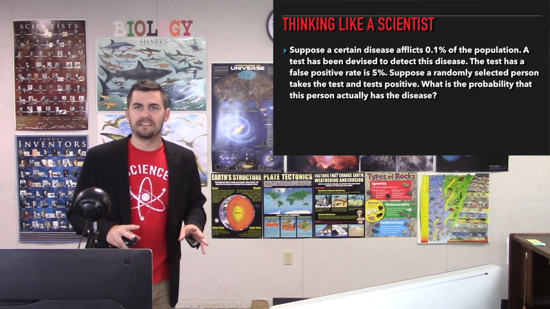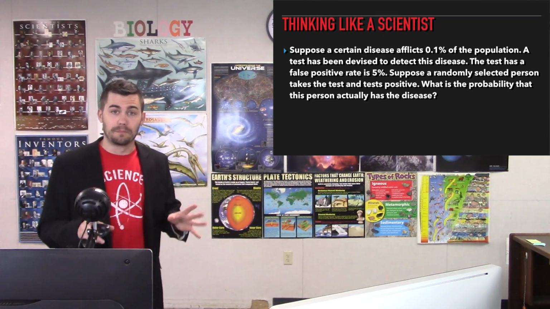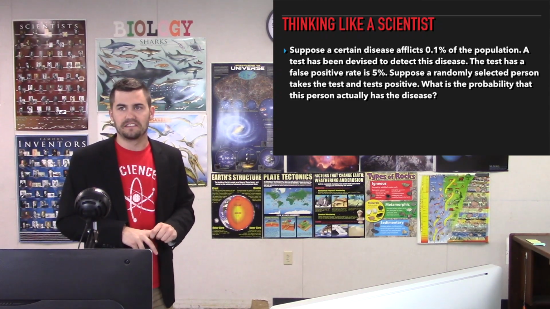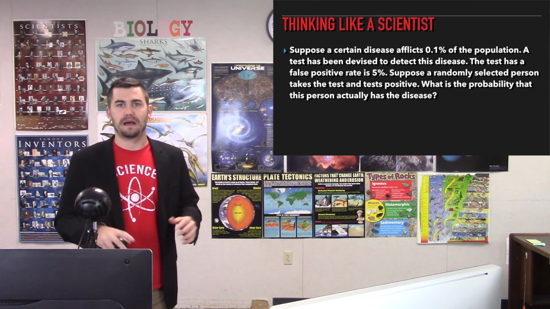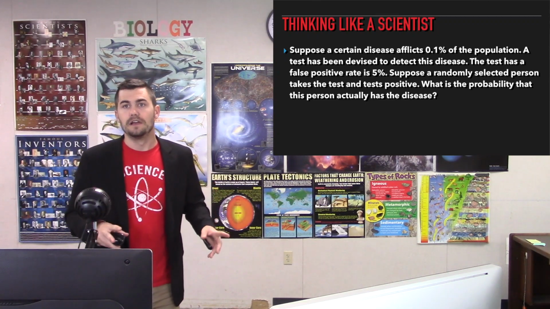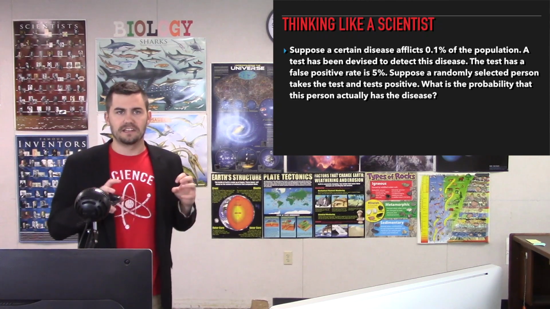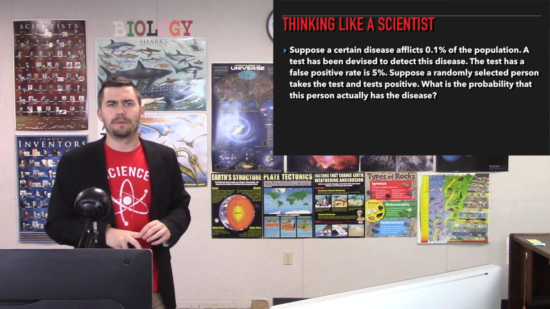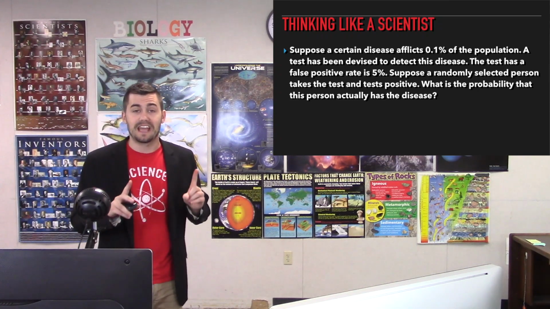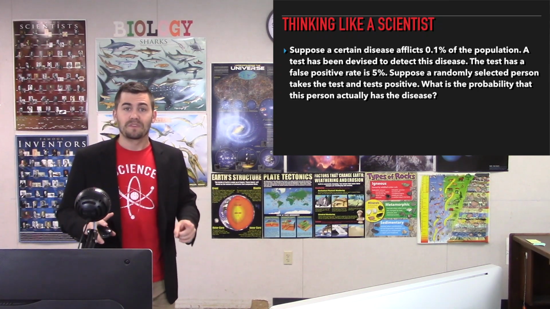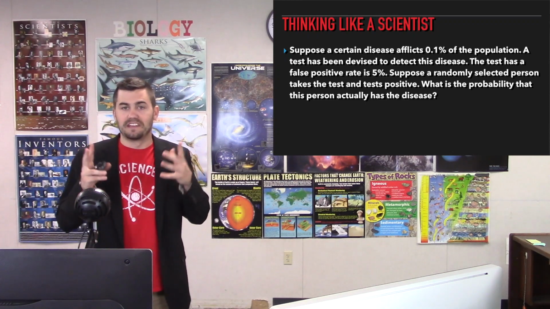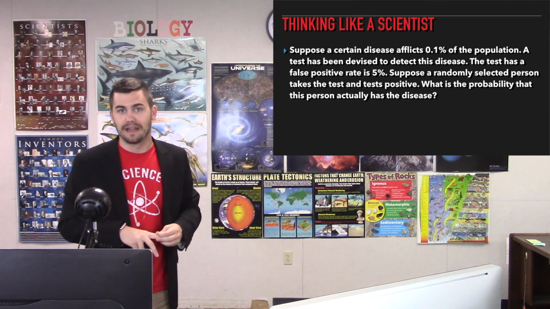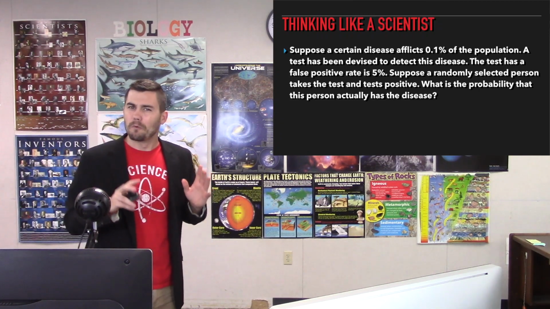Suppose a certain disease afflicts 0.1% of the population. A test is devised to detect the disease. It has a false positive rate of 5%. So suppose a randomly selected person takes the test and tests positive. What is the probability that this person actually has the disease? Now, a lot of people would maybe guess there's a 95% chance, because it says there's only a 5% error rate with the test. But it doesn't work that way.